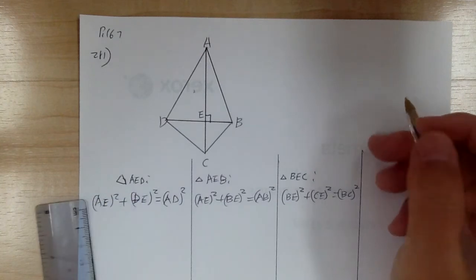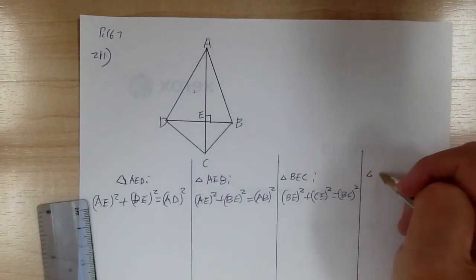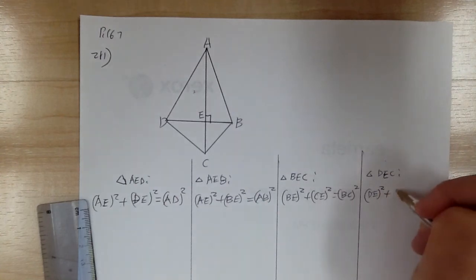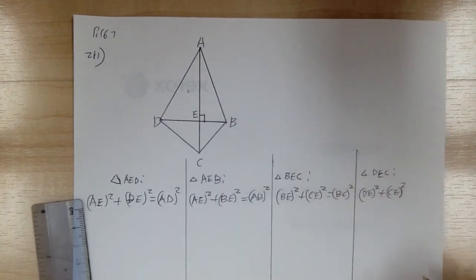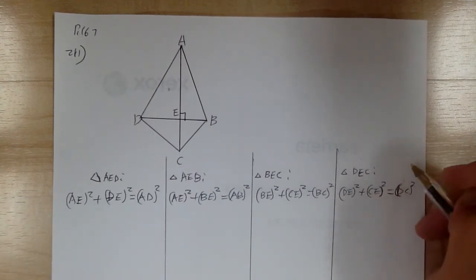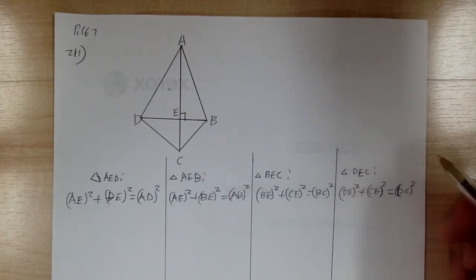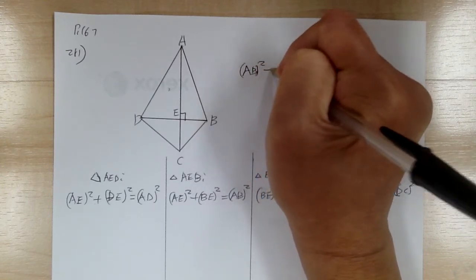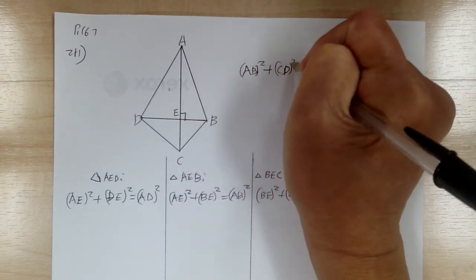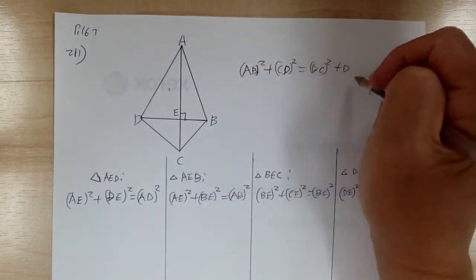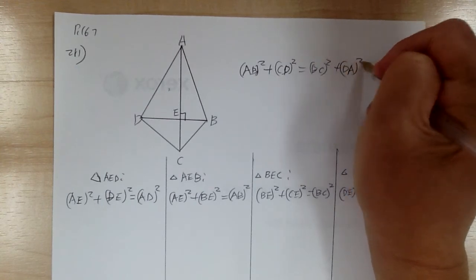And then the next triangle, triangle DEC, you get DE squared plus CE squared is equal to DC squared. Okay, first let's write down what we try to prove. We try to prove that AB squared plus CD squared equal to BC squared plus DA squared, or AD squared, doesn't matter.